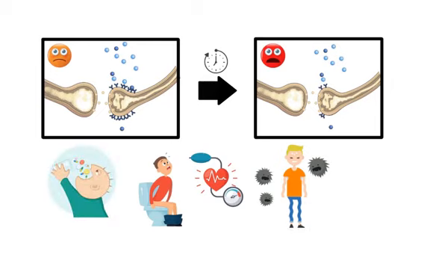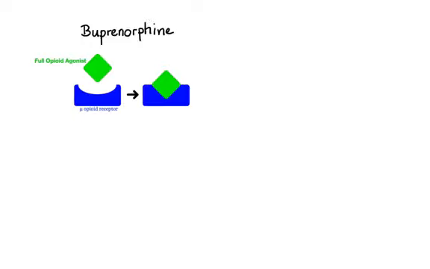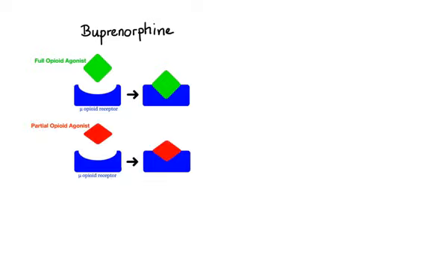Now, before we end, I wanted to briefly discuss a couple more agents that interact with opioid receptors, but in a different way than the agents that we discussed so far. The first one is a partial mu receptor agonist called buprenorphine. So while a full opioid agonist binds to the mu receptor, activates it by changing its shape and thus induces a full receptor response, a partial agonist binds to the receptor and activates it with a smaller shape change, which leads to only a partial receptor response.